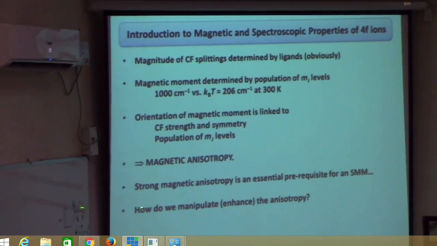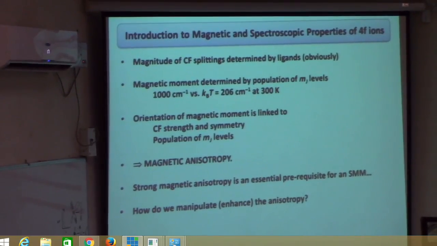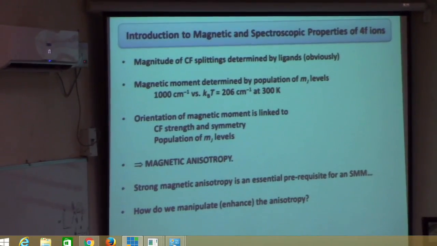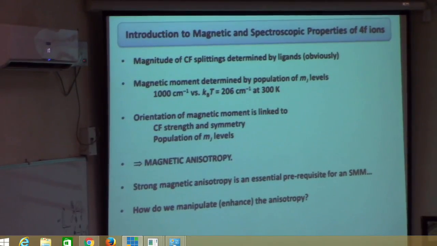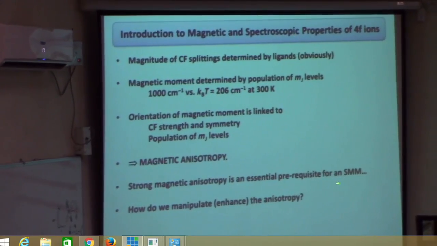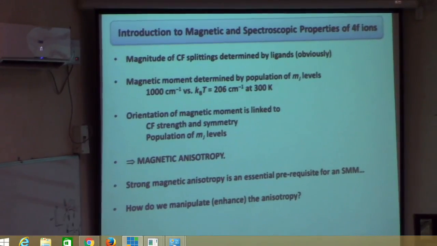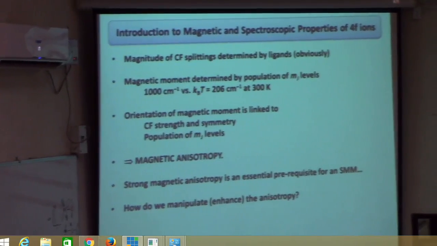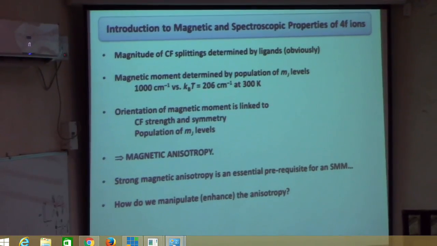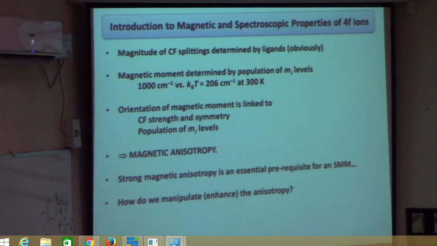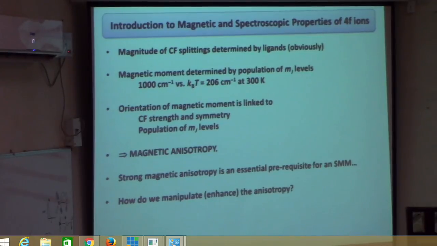So the question I left you with right at the very end of the lecture was, how can we use coordination chemistry to manipulate the electronic structure of these compounds? How can we manipulate the anisotropy to design a single molecule magnet? Hopefully by the end of this course, you will start to answer these questions yourself and be able to put forward sensible ideas for designing a single molecule magnet.